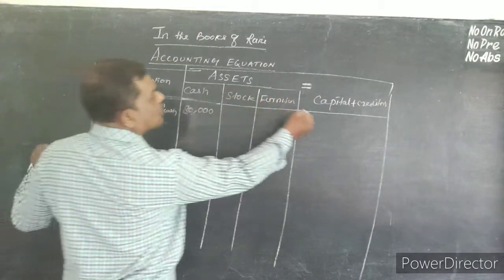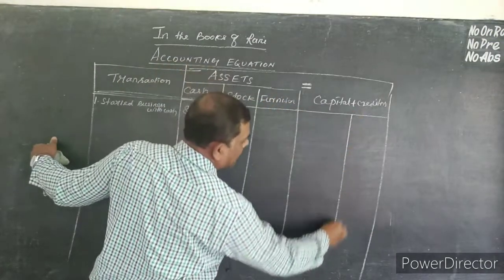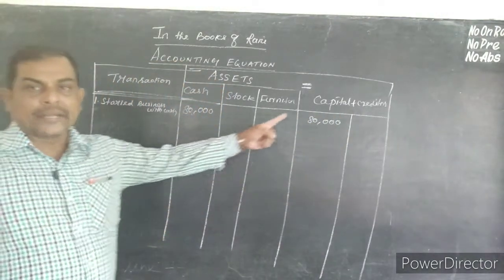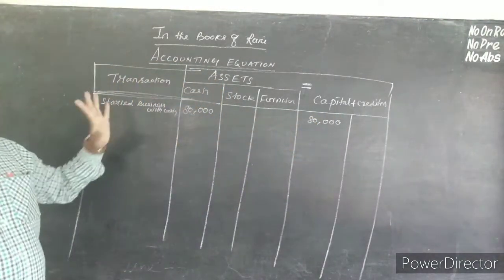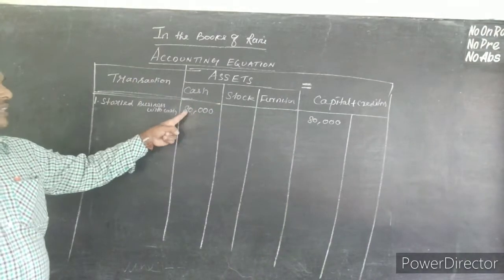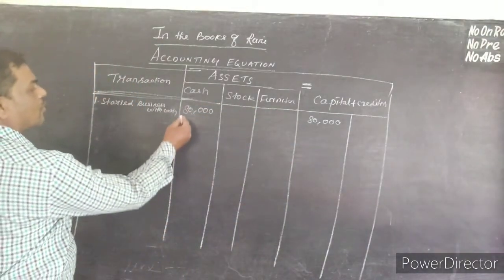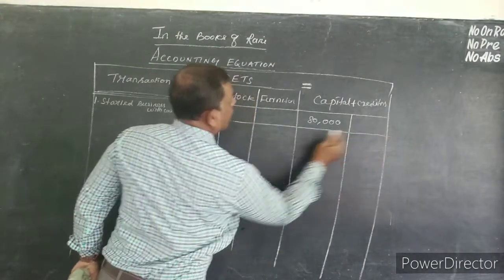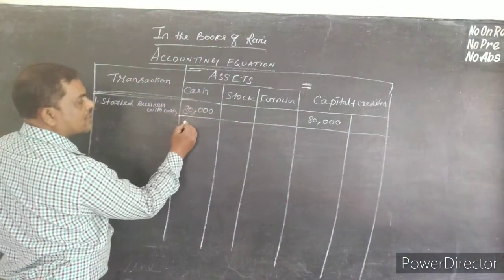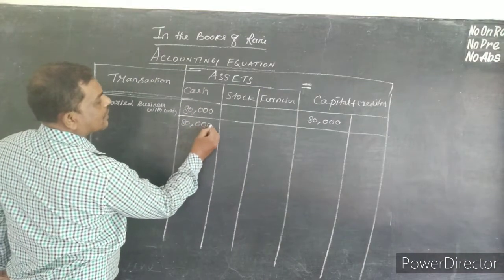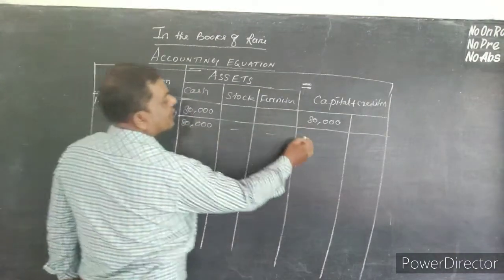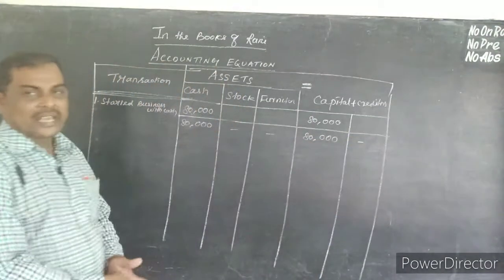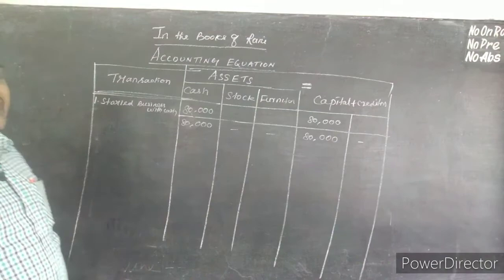This cash is equal to capital. So under the capital you put 80,000. So contributed capital 80,000 is equivalent to cash. Both the places 80,000. Now you just put one underline. Now you bring forward this 80,000 here as 80,000. Here nothing, here also the same 80,000, here dash. You just carry forward.